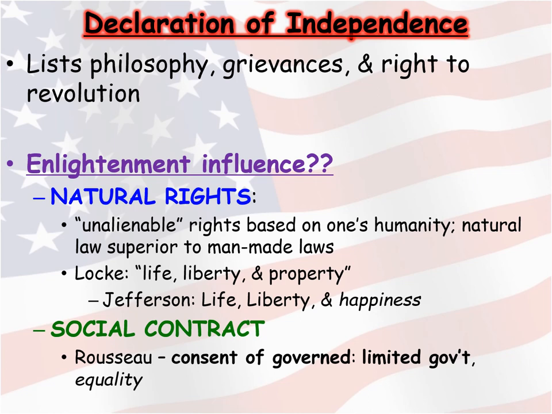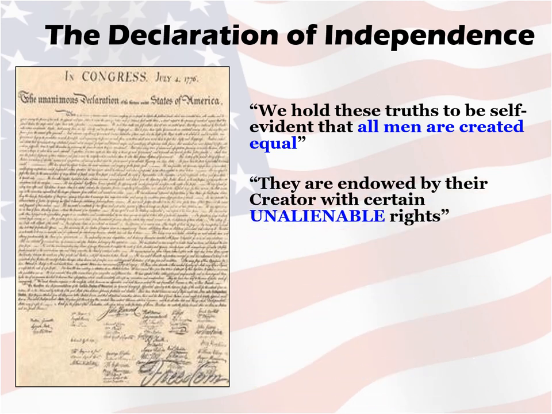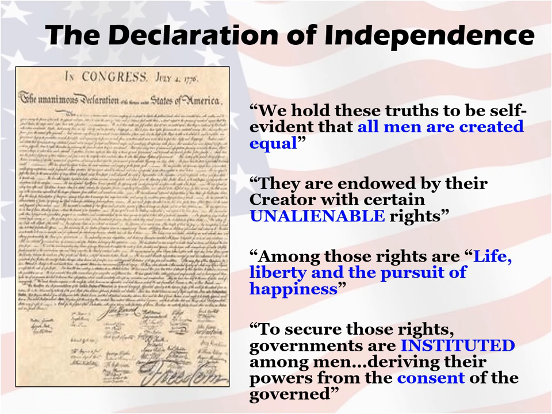Okay, so let's fill out this chart together, shall we? Oh, before we fill out the chart, you've got some fabulous parts of the Declaration. You've come across these in your reading and in our discussion. We're going to hit them pretty hard. We hold these truths to be self-evident, that all men are created equal, endowed by their creator with certain unalienable rights. Among these are life, liberty, and the pursuit of happiness. And to secure these rights, governments are instituted among men, deriving their powers from the consent of the governed.